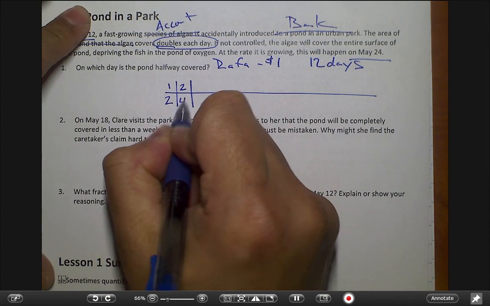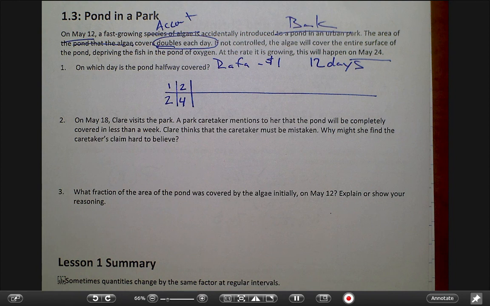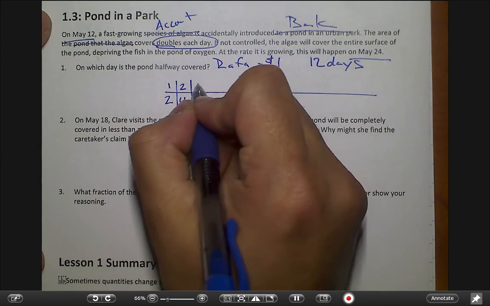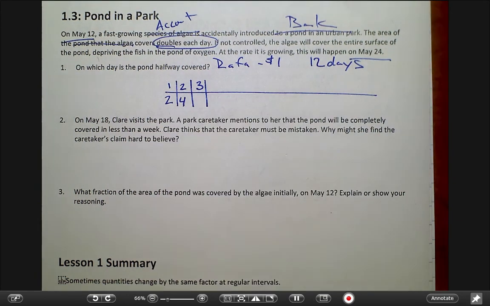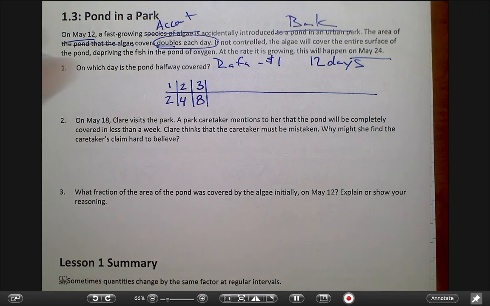He has $4. Third day. It doubles. Times 2. It's 8. How much money did he have on the second day? It's doubling, not squaring.